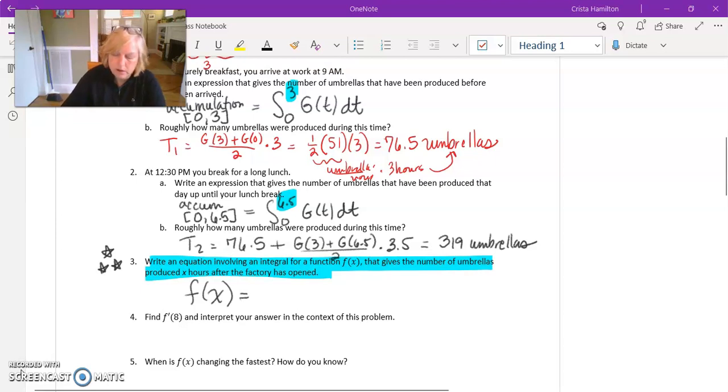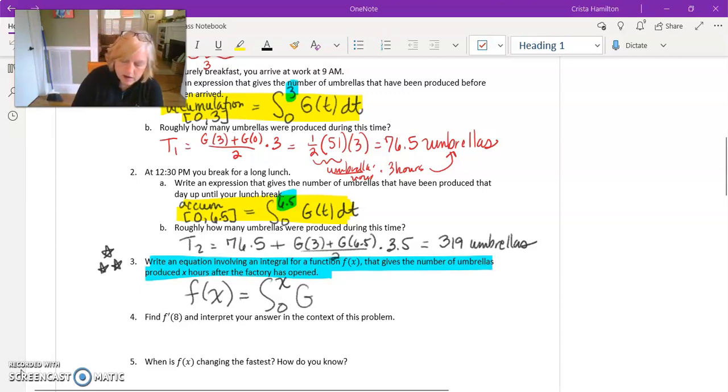So what I want to do is go back to the integrals that we were looking at before, the accumulation from 0 to 6.5, and then the accumulation from 0 to 3. Both of those have the same beginning bound, the same lower bound, but they have different input values for the upper bound. So what we're going to do is make that input the upper bound. We're going to start at 0, but we're going to go up to x. So our input is the ending value of where we want to stop the accumulation.